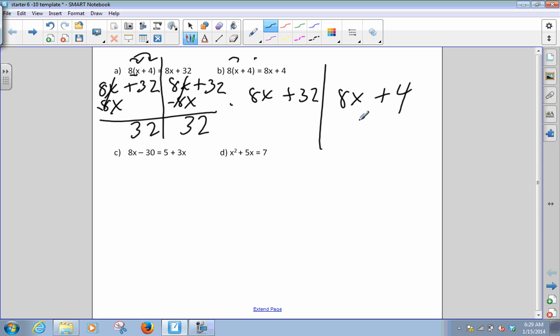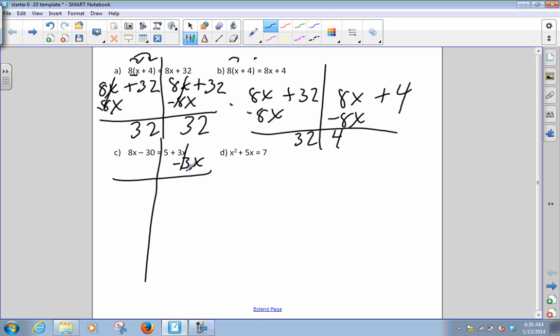Again, I've got a variable on both sides of my equal sign. I got to get rid of one of them. I'm going to get rid of 8x over here because I need to get rid of 8x over there. So that's going to leave me with 32 over here and then 4 over here. On this one, I've got a variable on both sides I need to get rid of. So I'm going to get rid of this minus 3x. It's going to cancel. I'm going to take 3x off of this side. 8x minus 3x is 5x minus 30.